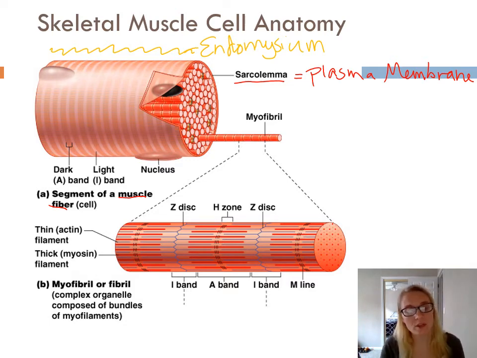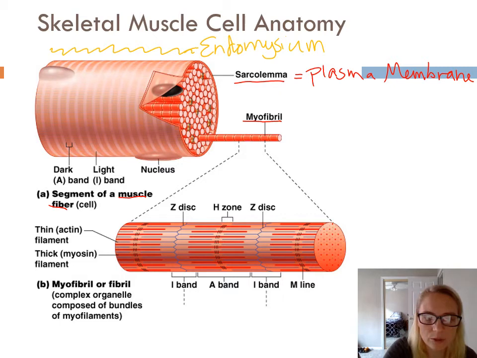Okay? So then if we take a look at what's inside of the cell, it's cram-packed full of these little tube-like things called myofibrils. They're the contractile organelle. They are the things that make the cells contract. We can also see, it's not labeled here, but I'm going to label one. They're kind of these little green dot things. These are going to be your mitochondria.